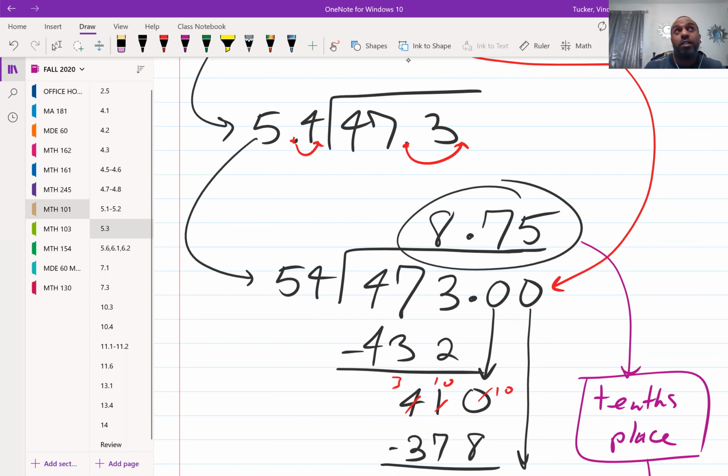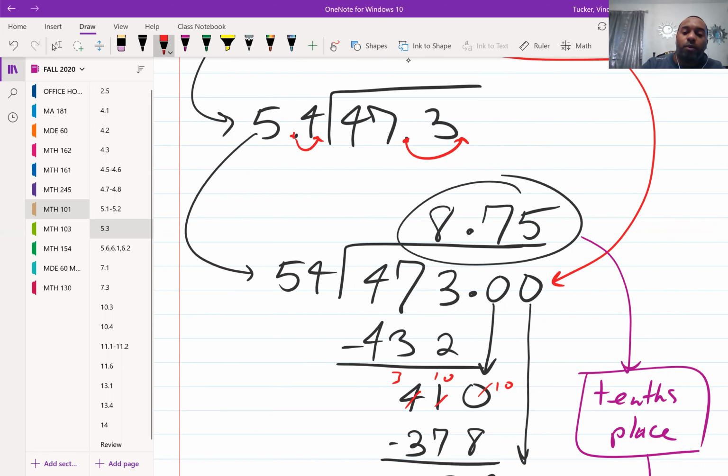So you can use the directions to your advantage in that fashion, in which you know where you're going to stop. So you can go ahead and put your zeros there and just know you're stopping right there. So 54 doesn't go into 4, doesn't go into 47, but it goes into 473 8 times. 8 times 54 is 432.